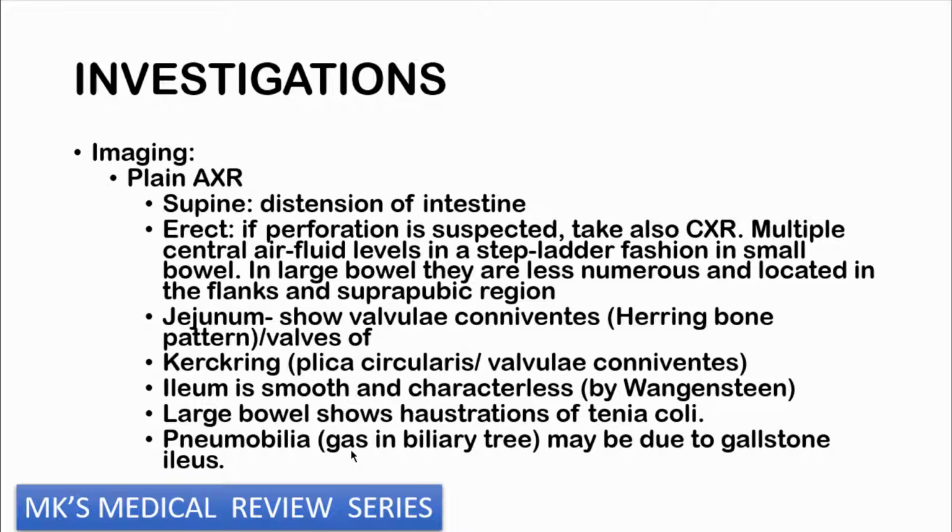Now, how are you going to distinguish between small bowel and large bowel? There are certain characteristic features. The small bowel is going to have these characteristic markings known as valvulae conniventes, or you can call it a herringbone pattern, or valves of Kerckring. They can also be referred to as plicae circulares. Then the ileum is usually smooth and characterless. The large bowel shows haustrations of the taenia. And sometimes you may get gas in the biliary tree, which is often due to gallstone ileus. You call that pneumobilia.